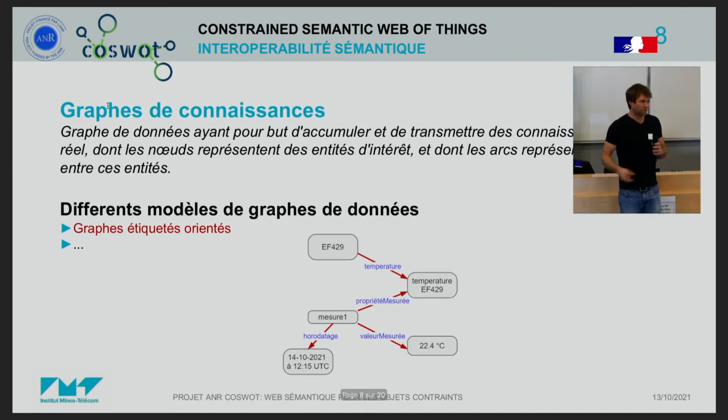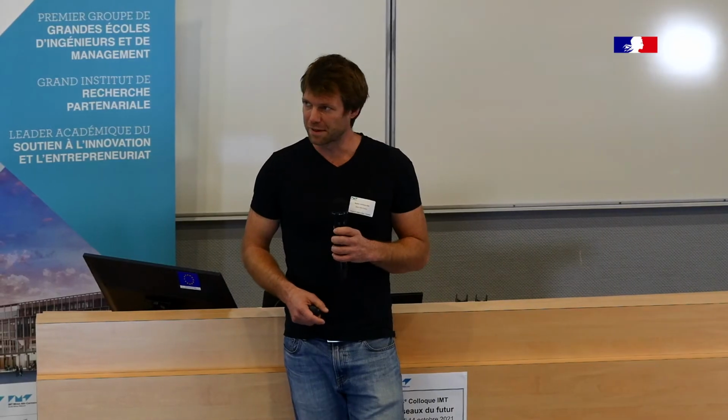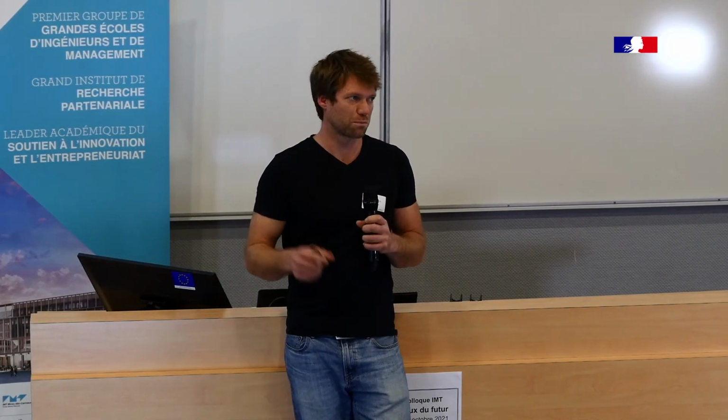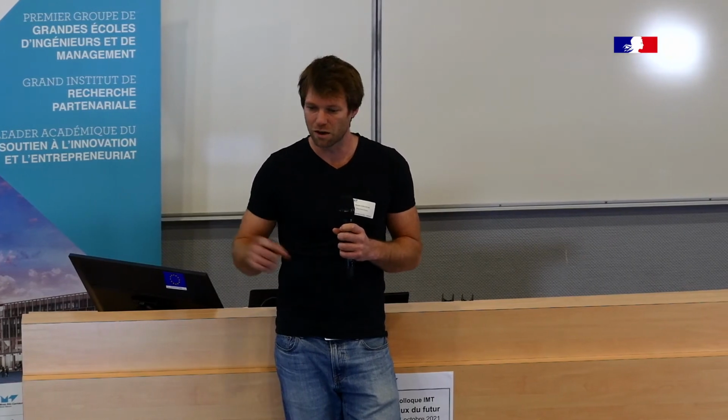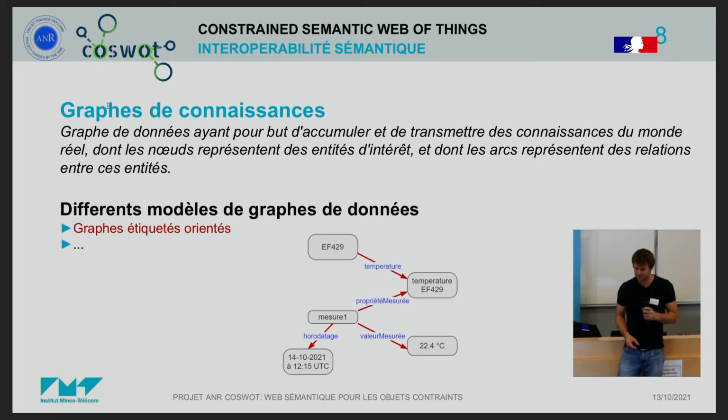So what is an ontology? I'll just step back a little. Our real domain of expertise is the semantic web. We describe knowledge graphs, which are data graphs whose objective is to transmit real world knowledge, so graphs with nodes being concepts and arcs being relations between those concepts. So here is an example of a measure about the temperature of some room, and the measured value is 20.4 degrees Celsius at a certain time and date.